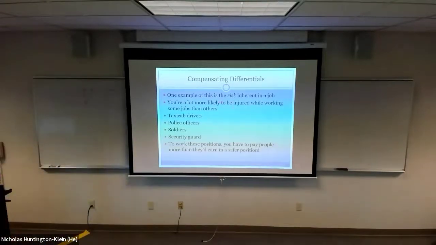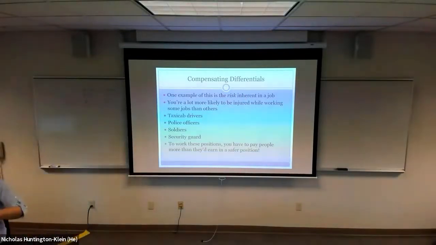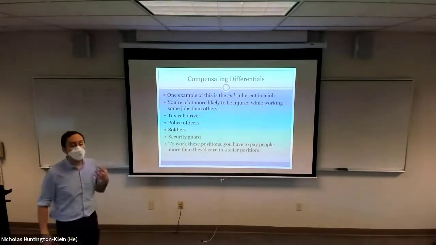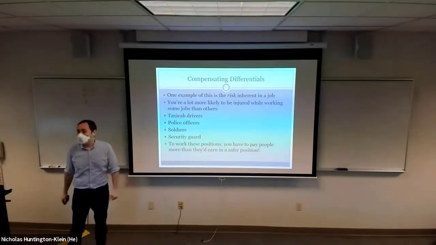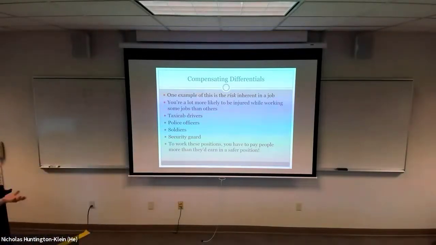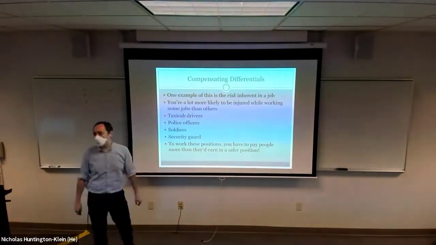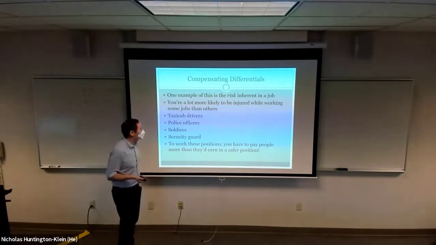Let's do one example of this. One common example is the risk that's inherent in a job. Imagine two different jobs that require similar levels of skill, but one of them is a riskier job to work in. There's a higher chance that you're going to get injured or killed on the job. A lot of different examples of this. Taxi cab drivers have a very high injury rate. Police officers, soldiers, security guards, anybody whose job is, at some level, to be on guard against people, you'd expect them to be more likely to get injured at some point. So to work in these positions, you have to pay people more than you would pay at a similarly skilled job that is safer. Otherwise, why would people do it?